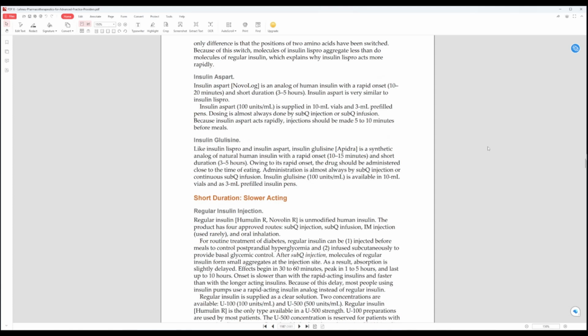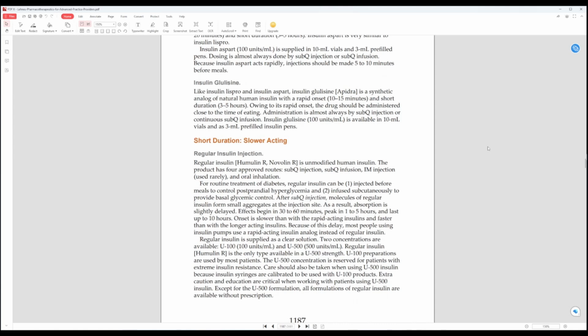That brings us to the next one. Insulin aspart, also known as Novolog, is an analog of human insulin with a rapid onset, 10 to 20 minutes, and short duration, 3 to 5 hours. Insulin aspart is very similar to insulin Lispro. Again, insulin aspart is supplied in a 10 ml vial or a 3 ml pre-filled pen. Dosing is almost always done by a sub-Q injection or a sub-Q infusion. Because insulin aspart acts rapidly, injection should be made 5 to 10 minutes prior to a meal.